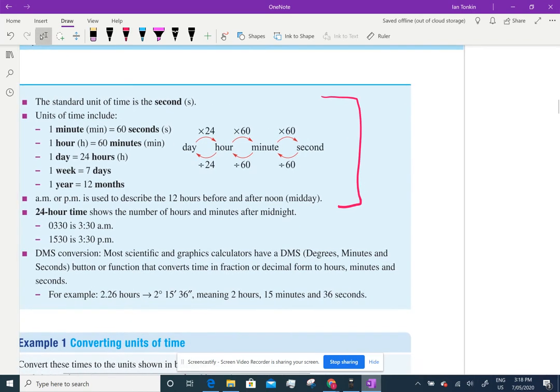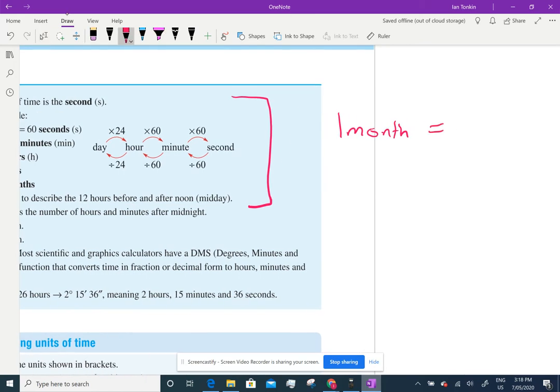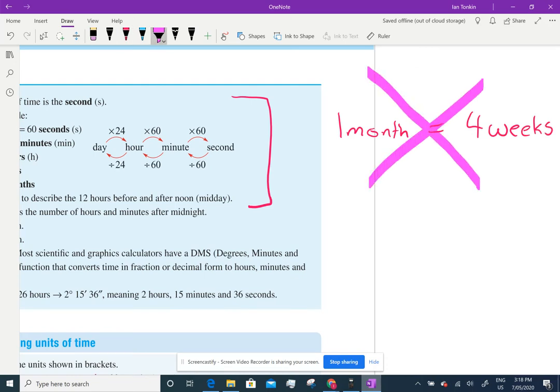In your notes, I also want you to write 1 month equals 4 weeks. And then put a big fat cross through it. Because a lot of people think that is true, but it's not. Some months, well, all the months have 4 weeks, but some have a little bit more. Remember, 4 weeks is 28 days.